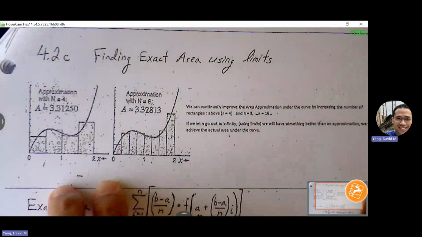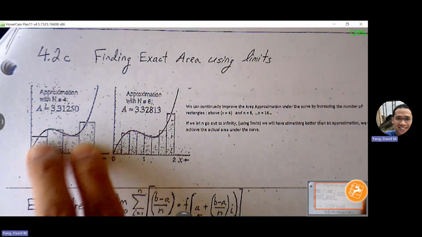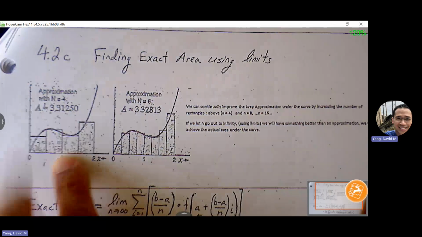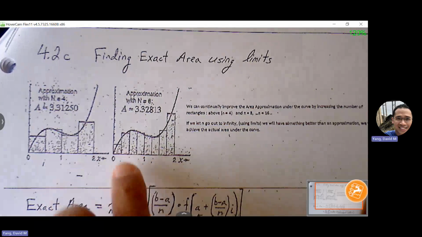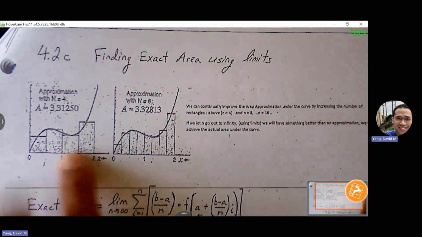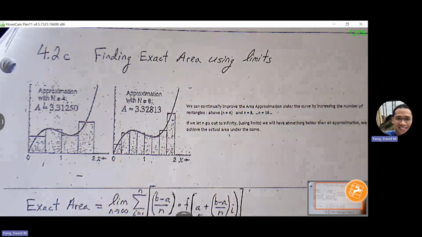So let's say instead of just using 3 or 4 rectangles to approximate the area under the curve, we're able to increase the number of rectangles from like 4 to 8. Do you think that will improve or not make much difference in terms of the accuracy? What do you guys think? If we increase the number of rectangles from 4 to 8 to approximate the area of a region, oh, it will improve, right?